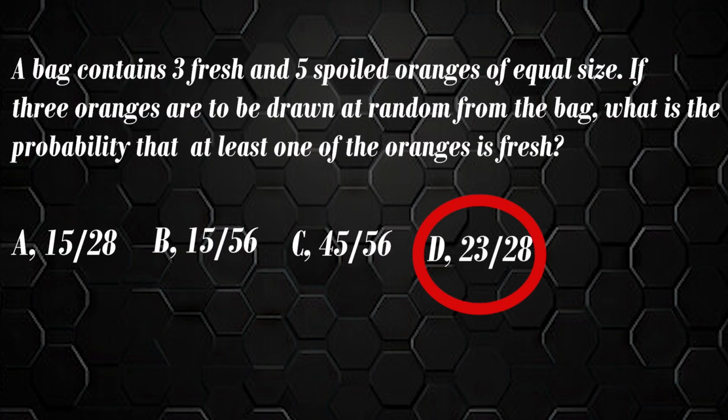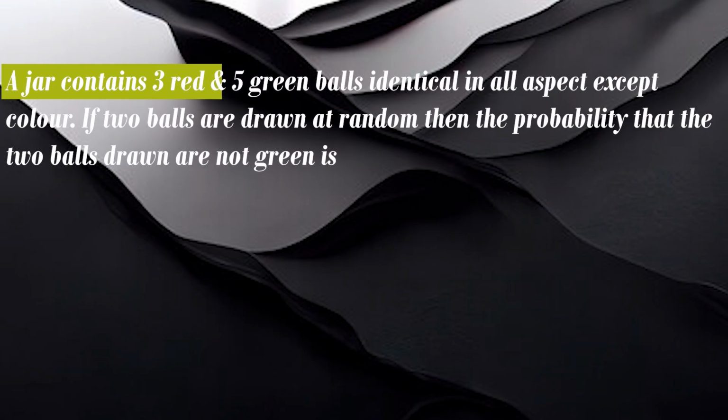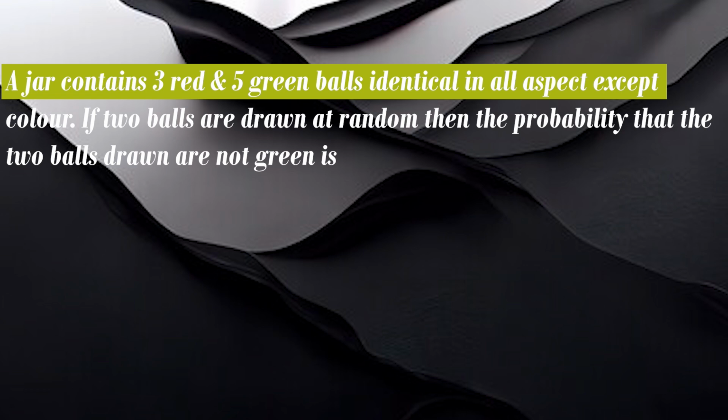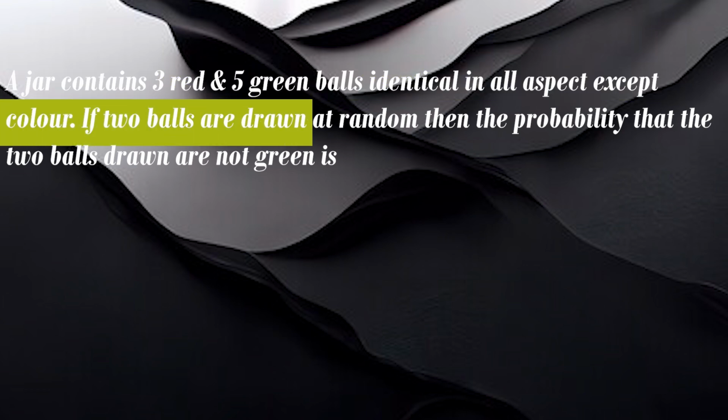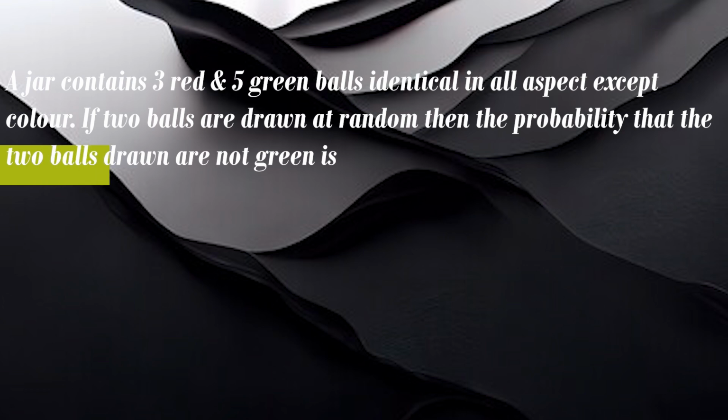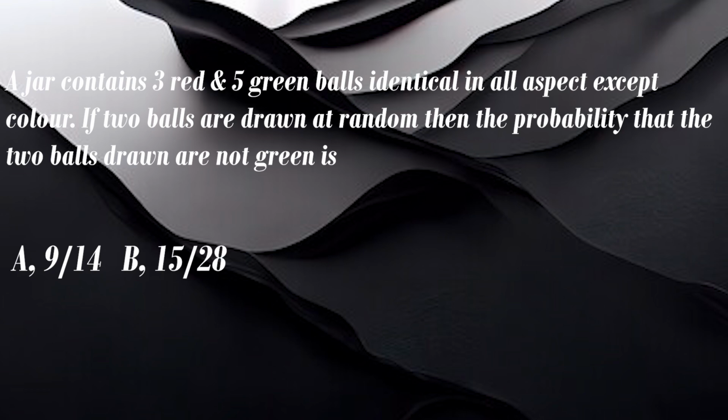Another example. A jar contains 3 red and 5 green balls, identical in all aspects except color. If 2 balls are drawn at random, then the probability that the 2 balls drawn are not green is A, 9 over 14, B, 15 over 28, C, 3 over 20, D, 5 over 14.